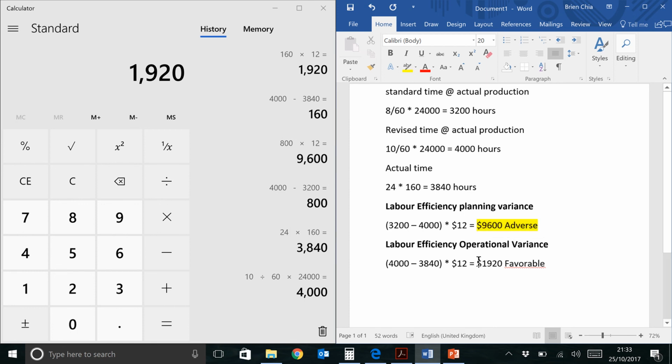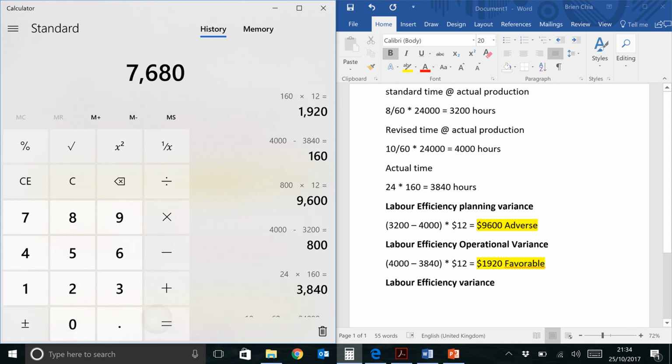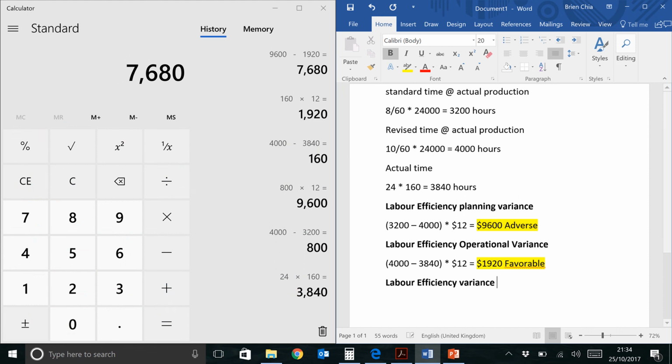So this would be the answer to your question. The labor efficiency planning variance is $9,600 adverse. The labor efficiency operational variance is $1,920 favorable. This means that the total labor efficiency variance would be 9,600 minus 1,920, which will give you $7,680 adverse.